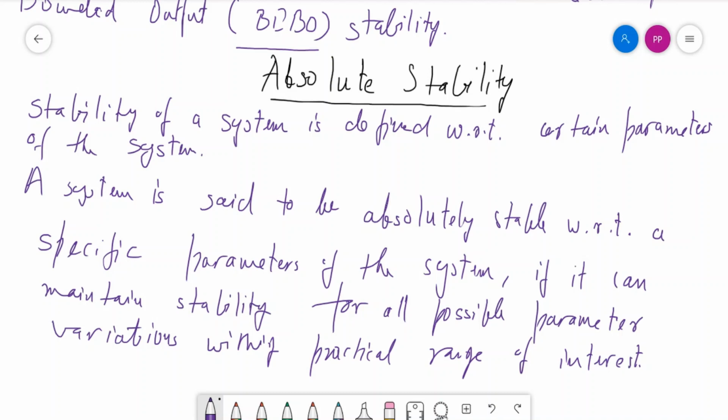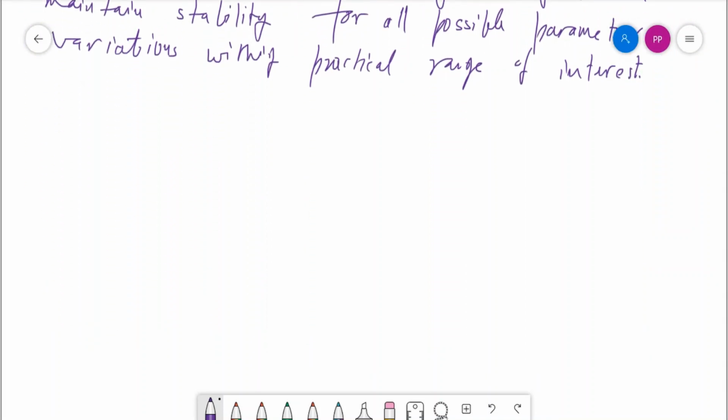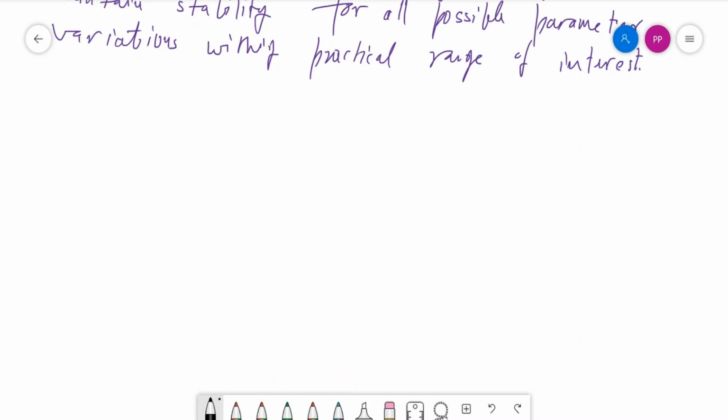So that is not the case always. This is more about a theoretical idea. So what should be a practical idea about the stability of a system? Let us study that. Better keep it under the heading conditionally stable system, or conditional stability.